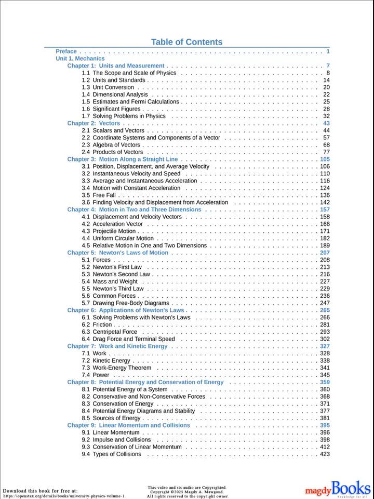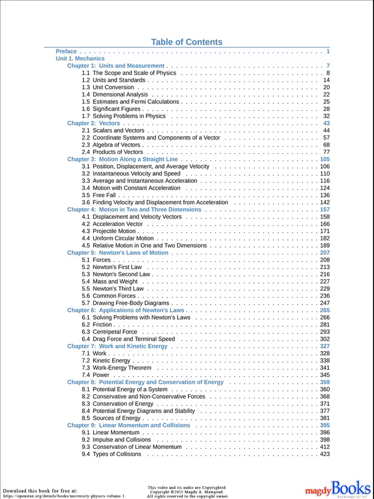Table of Contents. Preface. Unit 1, Mechanics. Chapter 1. Units and Measurement. 1.1. The Scope and Scale of Physics. 1.2. Units and Standards. 1.3. Unit Conversion. 1.4. Dimensional Analysis. 1.5. Estimates and Fermi Calculations. 1.6. Significant Figures. 1.7. Solving Problems in Physics.